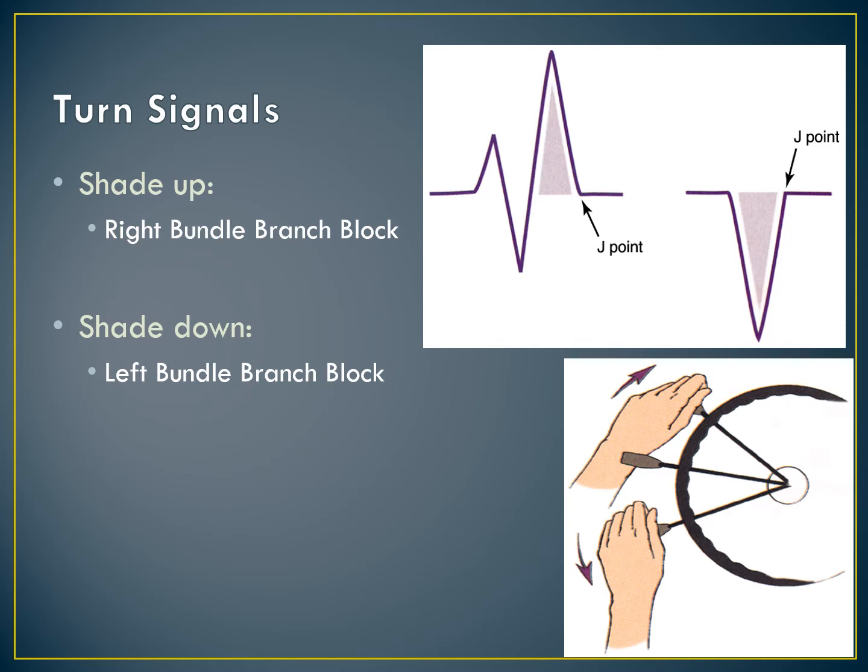Both textbooks advocate the use of the turn signal method as a means to name the bundle branch block as either right or left in nature. Take, for example, if you're driving a car and you want to turn right, what direction will you flip your signal light? You will flip it up. Anytime you shade back from the J point into the QRS and you shade up, that indicates a right bundle branch block. And the opposite is true. If you wish to turn left in your car, you're going to flip your signal light down. So if you move back from the J point and shade down, this indicates a left bundle branch block.